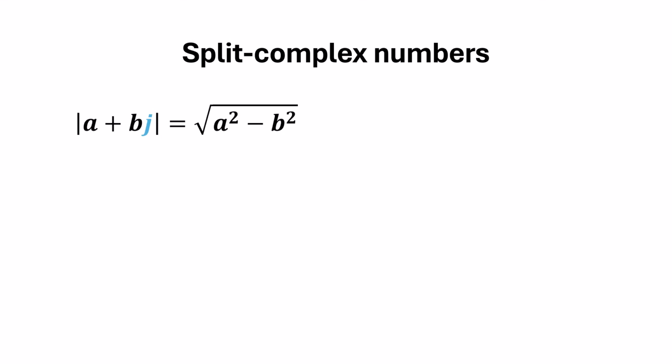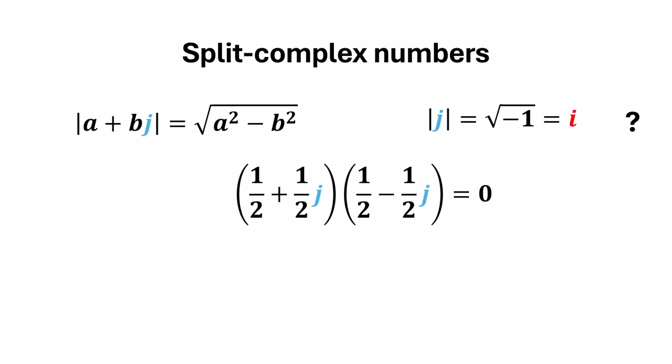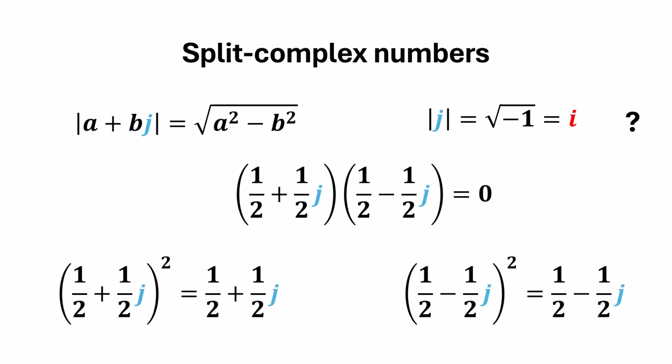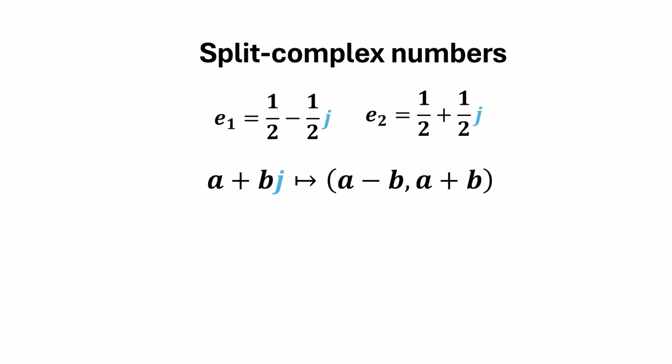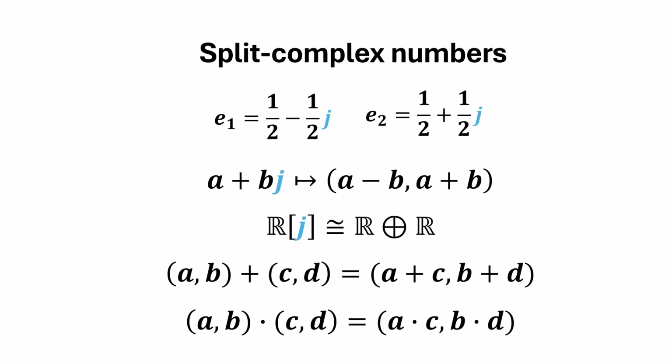Other interesting features include the possibility of defining imaginary modulus, the existence of zero divisors, and of idempotent elements, that is, elements that when squared result in themselves. These can even be used to define an isomorphism between this system and the direct sum of real numbers, where both multiplication and addition are defined component-wise.